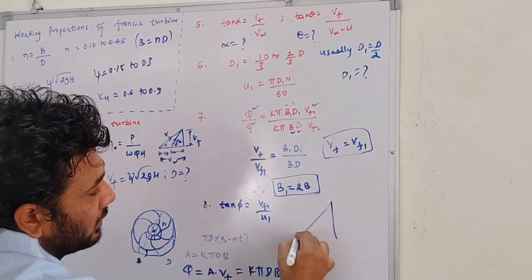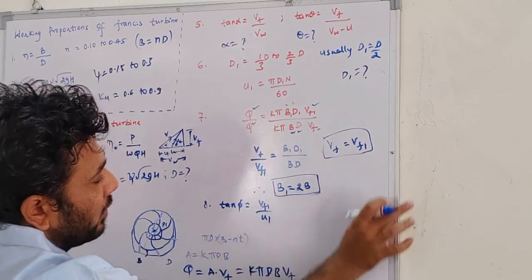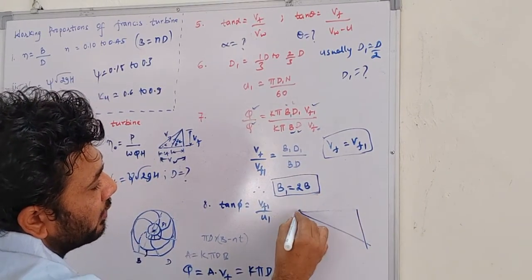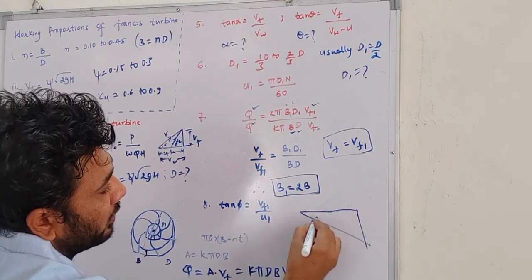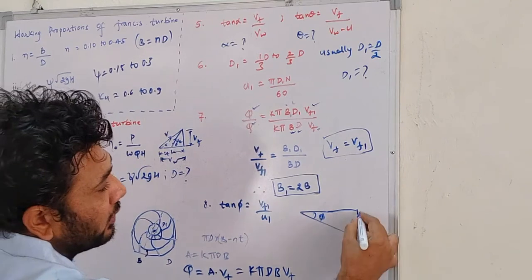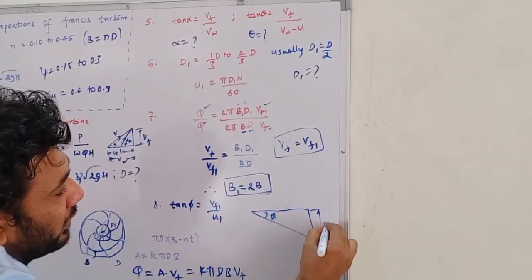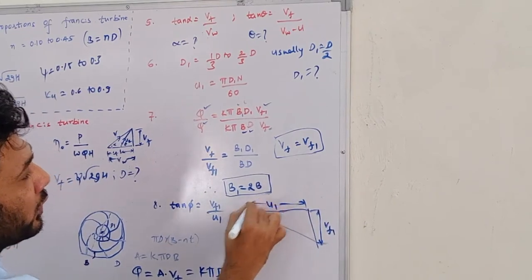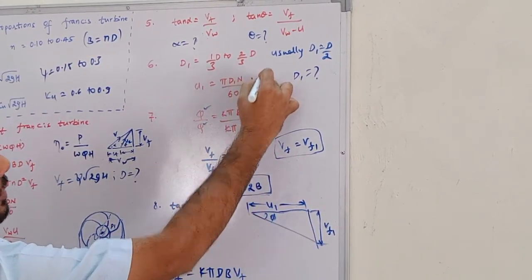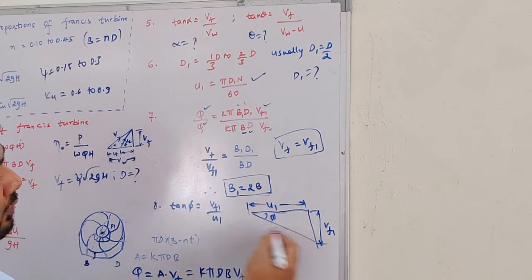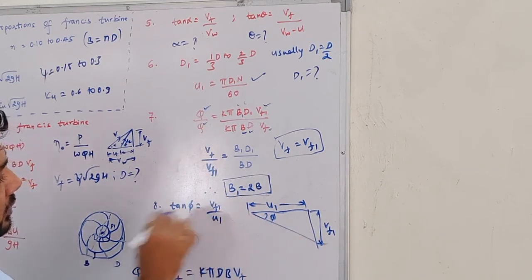What is phi? Phi is the vane angle at the outlet. So how do we calculate this? This is your VF1. This is your U1. Do you know how much U1 is? U1 has been calculated from this equation. VF1 we already know, VF is equal to VF1. From that you can calculate how much the phi value is.